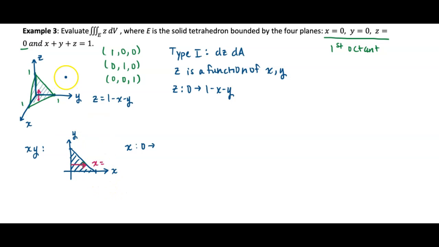Well, this line occurs when z equals 0, so x plus y equals 1. If I want to write x as a function of y, I can just move that y over and say that x is equal to 1 minus y. So my x is going to go from 0 to 1 minus y. If my x is a function of y, then for my y bounds, I'm just going to use those constants. So y just goes from 0 to 1.